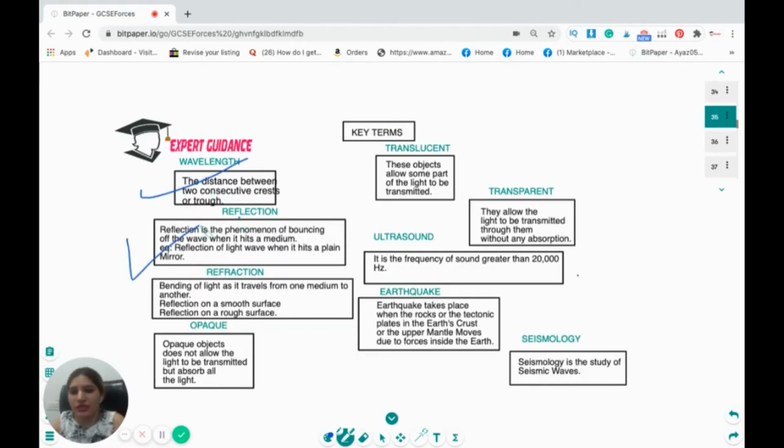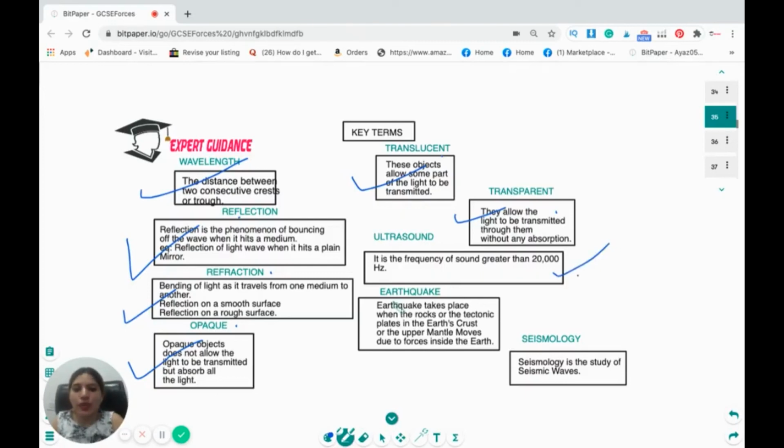Reflection is the bouncing of light. Refraction is the bending of light. Opaque materials do not allow light to be transmitted. Translucent materials allow some light to be transmitted. Transparent materials allow all the light to be transmitted. Ultrasound has a frequency of sound greater than 20,000 hertz.